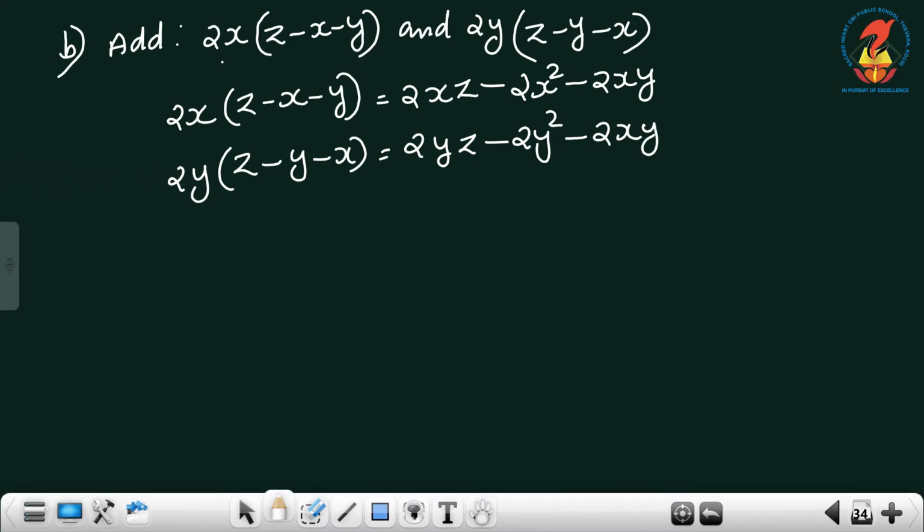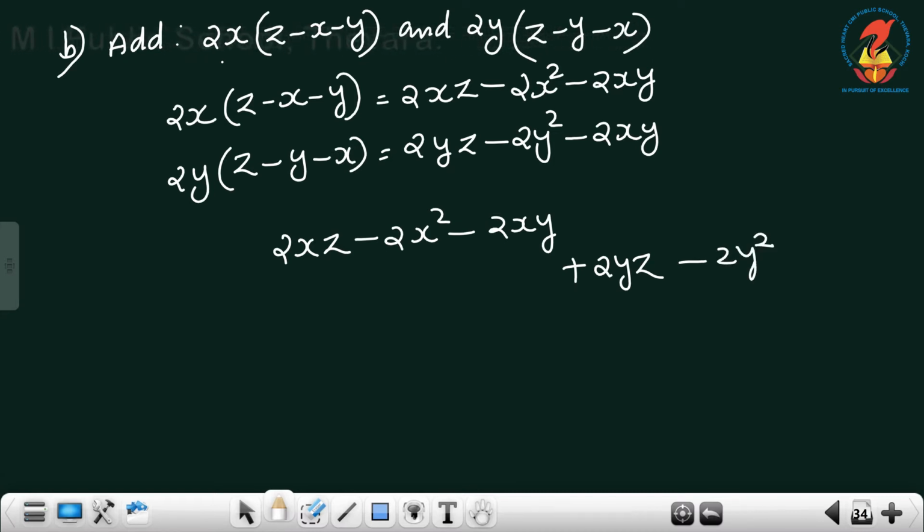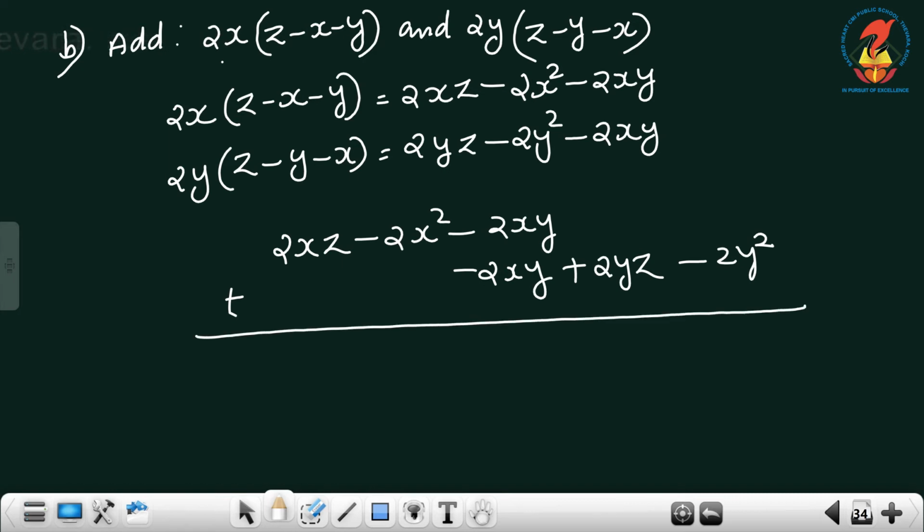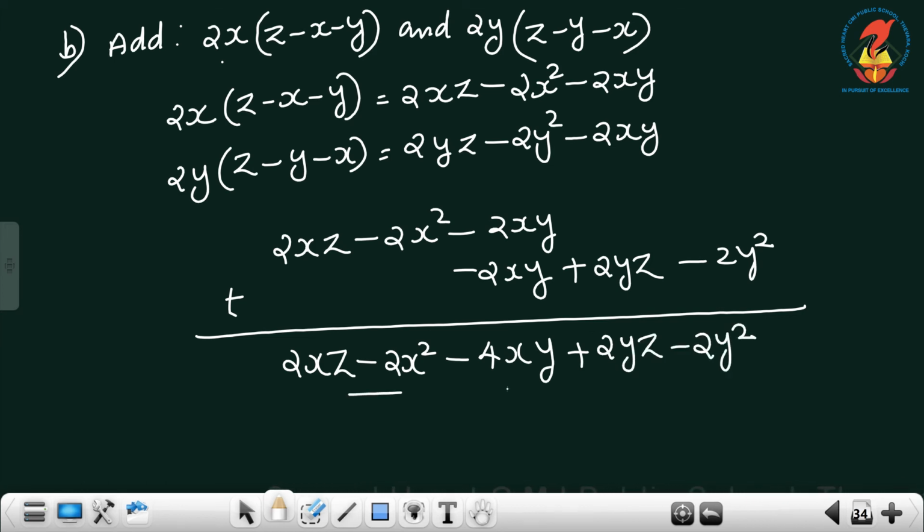Add these two expressions. We already simplified them, and first you write column wise 2xz minus 2x squared minus 2xy. Any xz term is there? No xz term. Yz term plus 2yz. Okay. Any y square term is there? No y square term in first expression, minus 2y square. XY term also the minus 2XY. Should add it. 2XZ minus 2X squared minus 2XY plus minus 2XY, minus 4XY plus 2YZ minus 2Y squared. This is the final answer.